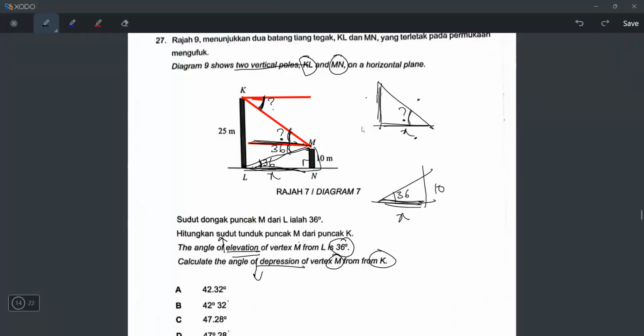Actually, we know here because the whole thing is 25, right? And this small part is 10, so this part will be 25 minus 10, which is 15. So actually we know this 15. We just need the x here only. Okay, so let's find the x.